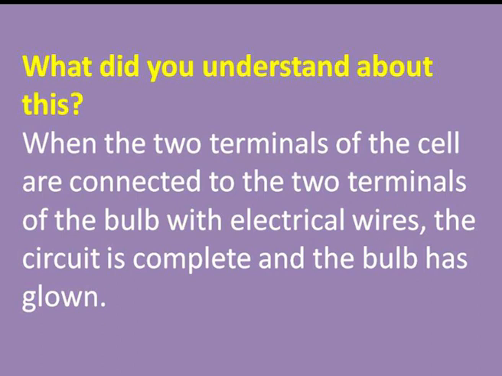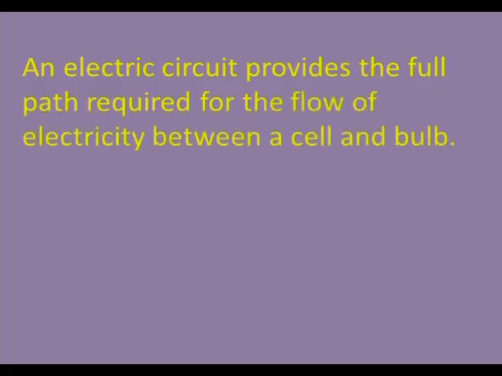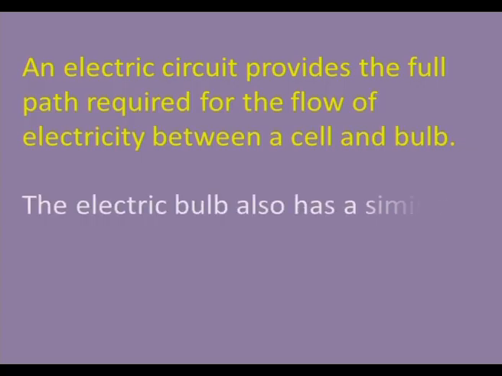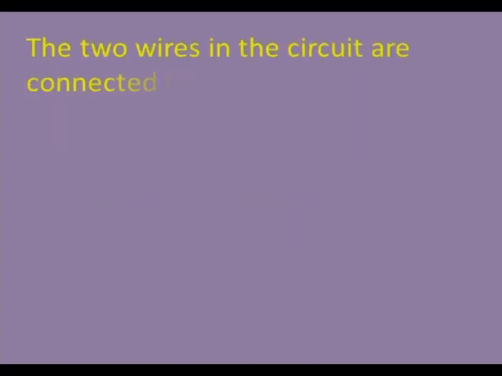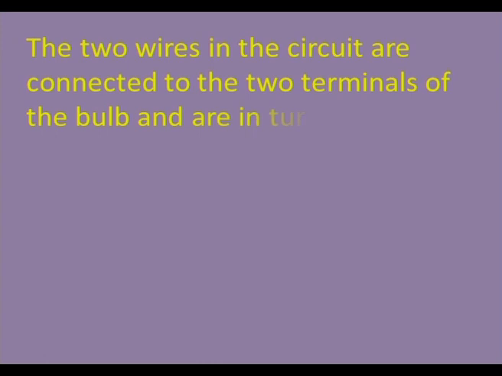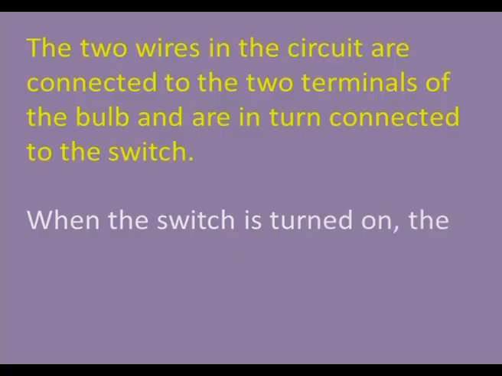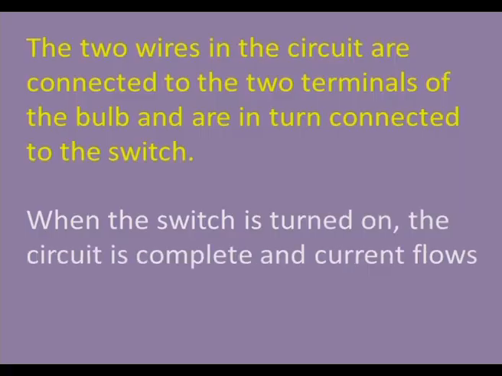When the two terminals of the cell are connected to the two terminals of the bulb with two electrical wires, the circuit is complete and the bulb glows. An electric circuit provides the full path required for the flow of electricity between the cell and the bulb. The electric bulb also has a similar circuit. The two wires in the circuit are connected to the two terminals of the bulb and are in turn connected to the switch. When the switch is turned on, the circuit is complete and the current flows through it.